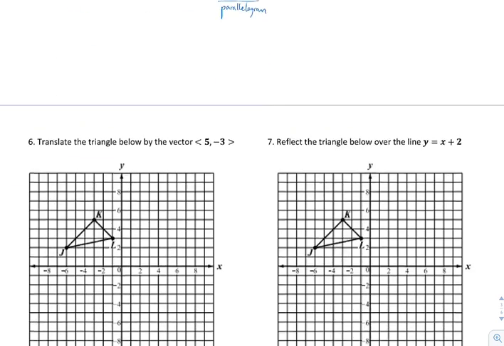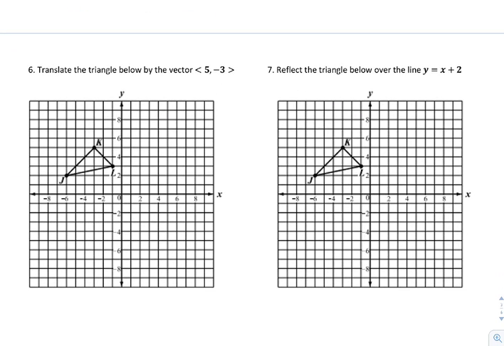Okay, so translate the triangle below by the vector 5, 3. So in terms of x, y, this is moving right 5 and down 3. So let's go ahead and do this. I'm going to move K first. 1, 2, 3, 4, 5. 1, 2, 3. So K would go right here. L will go 1, 2, 3, 4, 5. 1, 2, 3, right here.